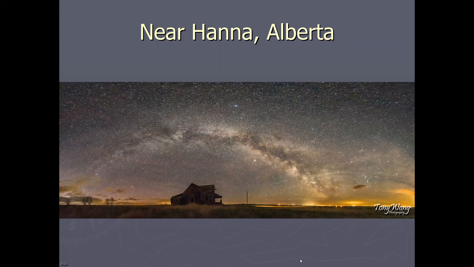Now, this was taken near the town of Hanna. Okay? And you can see this line going like this. I believe that's the International Space Station flying across the sky. Now, here's a beautiful abandoned house. Now, I love abandoned houses. And if anyone in the audience knows of any good abandoned house in your area, please, please let me know. I love to take photos of the Milky Way or the aurora with abandoned houses.